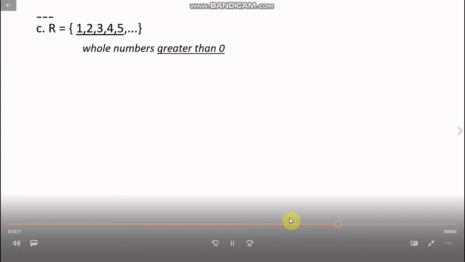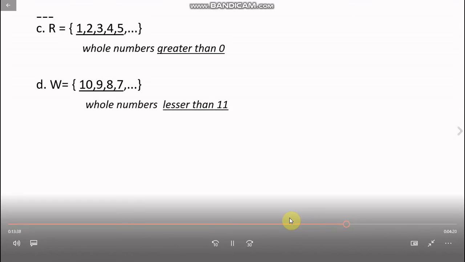Letter D. We have set W whose elements are 10, 9, 8, 7, and so on, with an ellipsis. These are still whole numbers. The ones with an ellipsis are whole numbers. What whole numbers? Whole numbers which are lesser than 11.